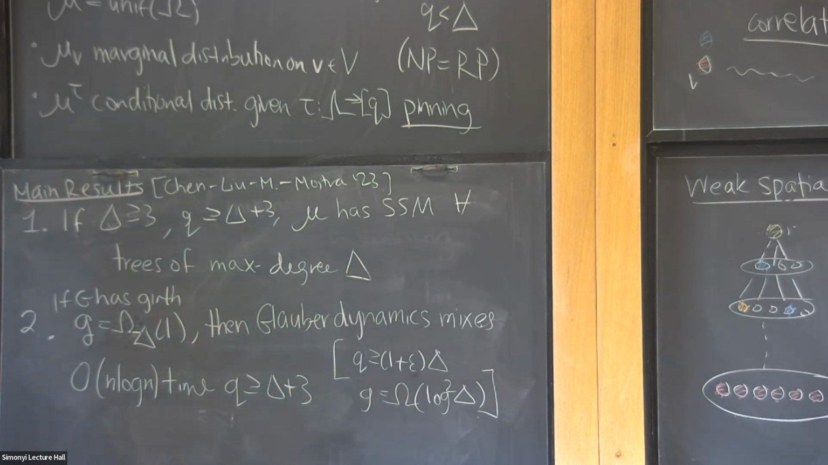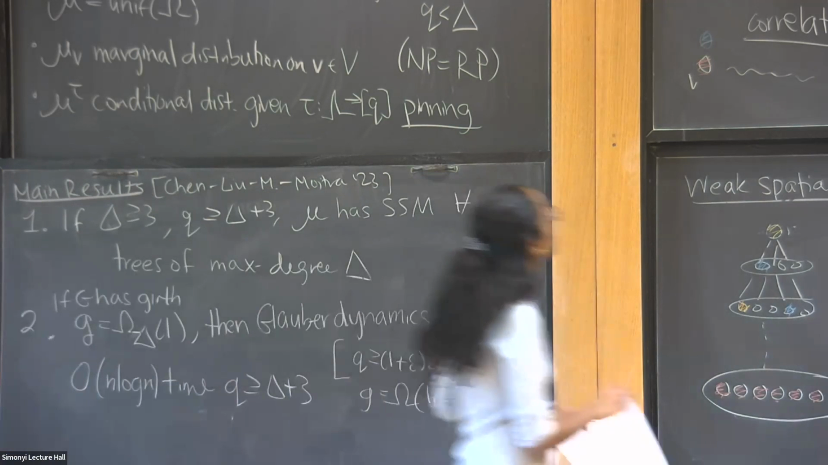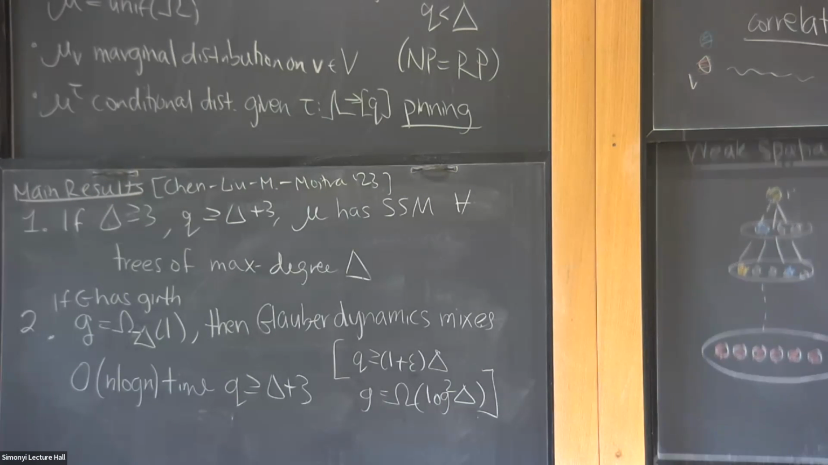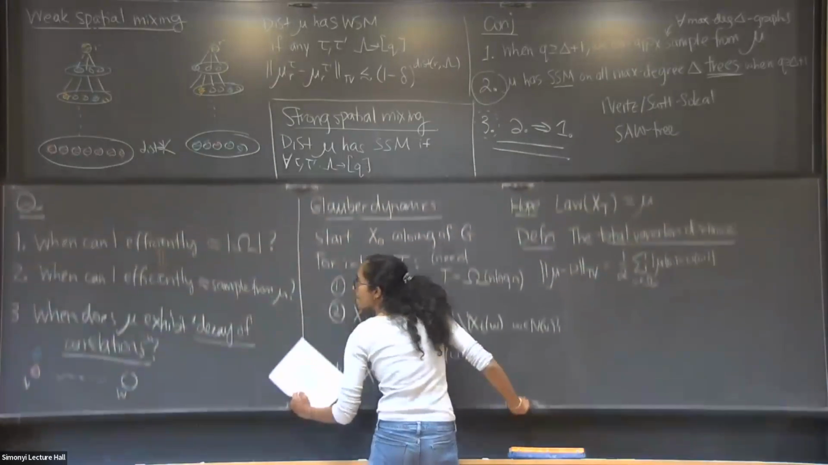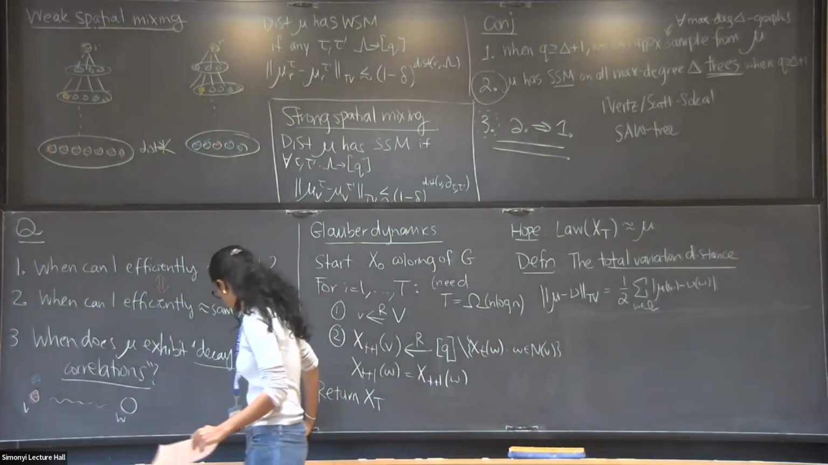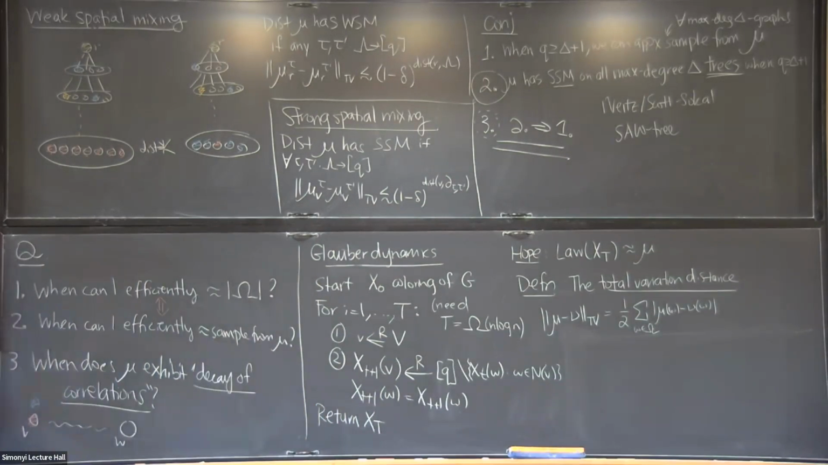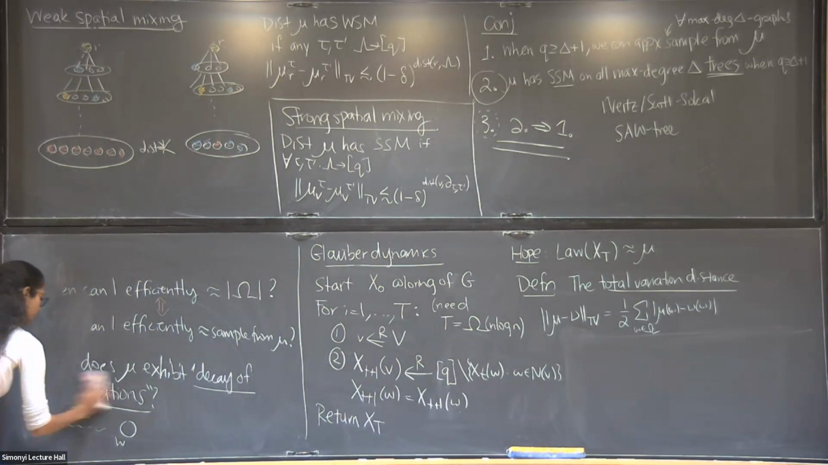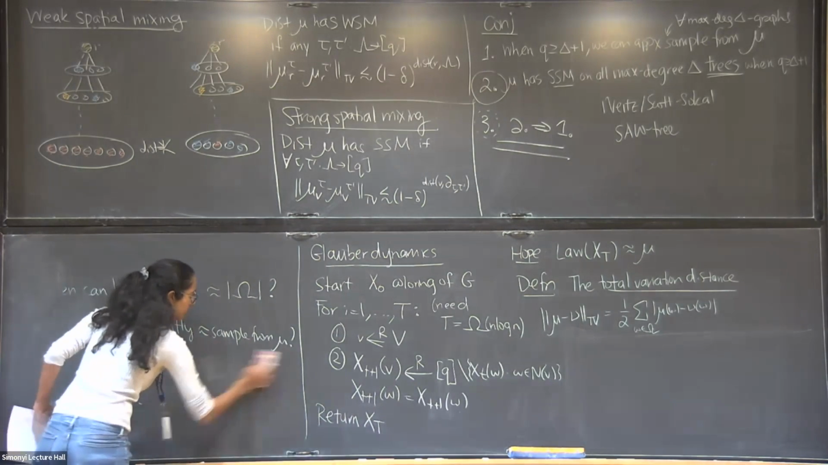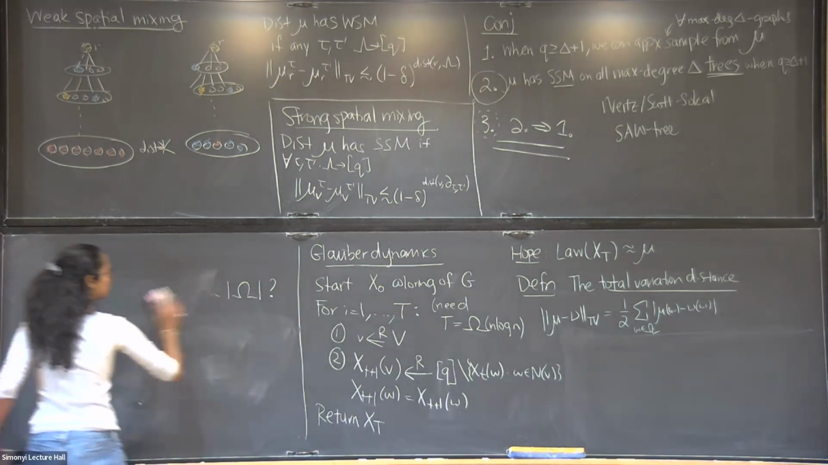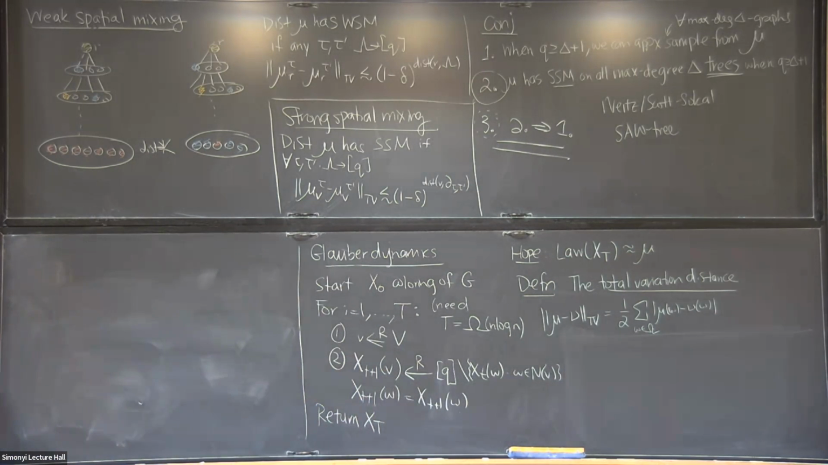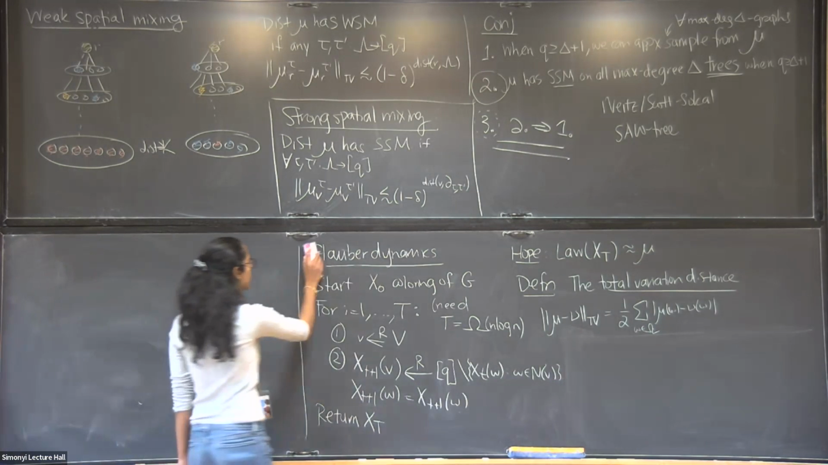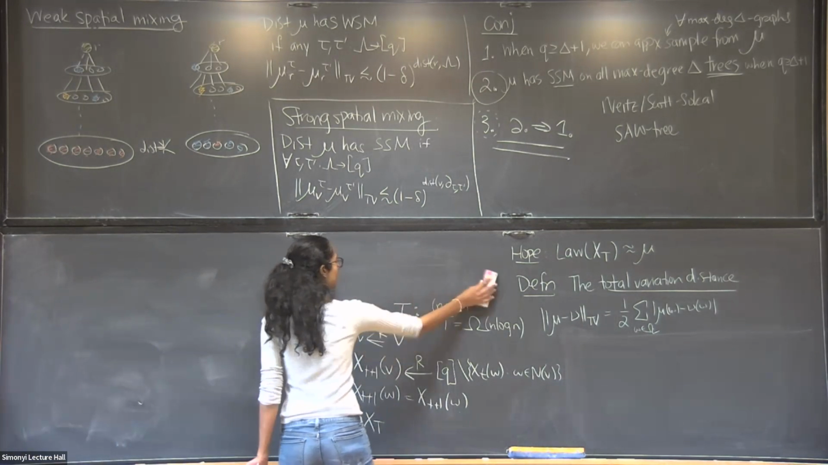So let me tell you a little bit about how we prove them. Let me leave the definitions of strong spatial mixing. Mostly what I'm going to try and do is give you a little bit of an idea first about how you might prove strong spatial mixing. Like, if I was trying to prove such a result, what might I try to do?